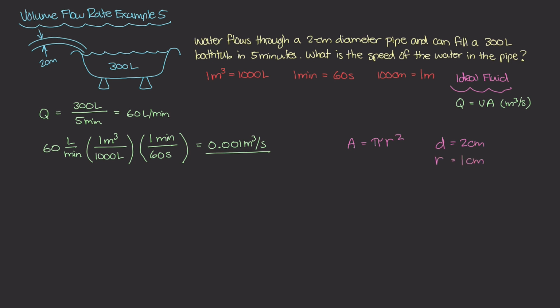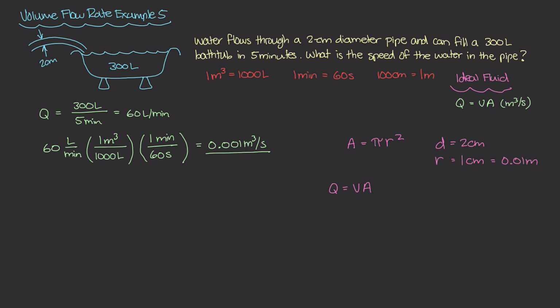Diameter divided by 2. But again, you'll notice that this is in units of centimeter, and we want this in meters because we want to stay consistent over here. So in order to convert centimeters into meters, I can use this 100 centimeters to meter conversion. And the radius is, well, 1 divided by 100. That's 0.01 meters.